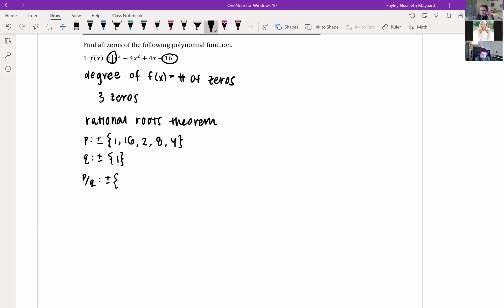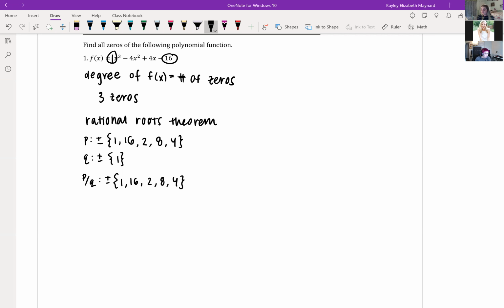So that means that I take each element from P and I put it over each element in Q. It makes it easy though, because Q is only one thing and Q is just 1. So we just take each element from P and put it over 1. So it ends up being just 1, 16, 2, 8, and 4.